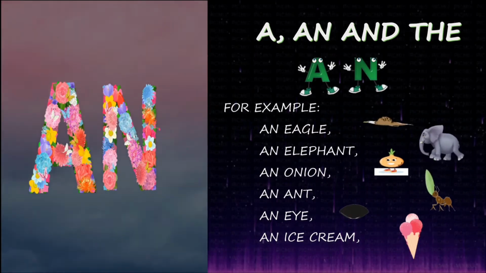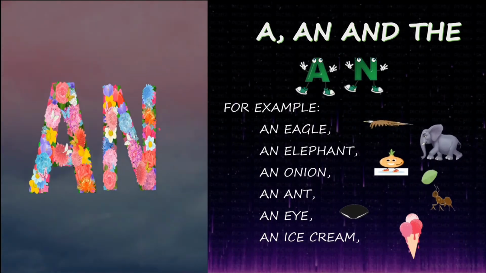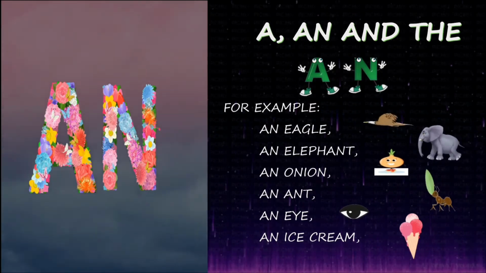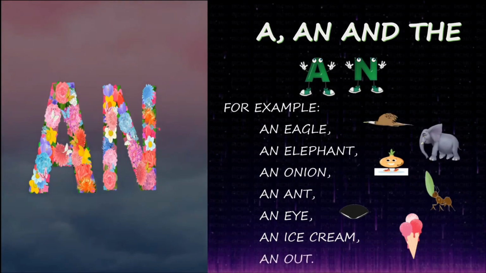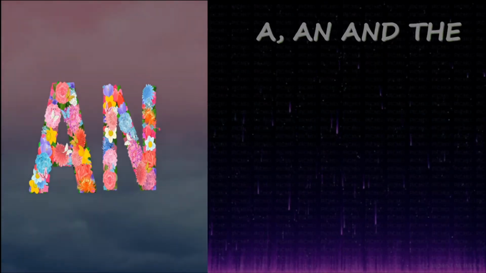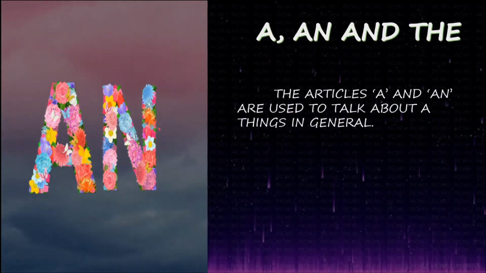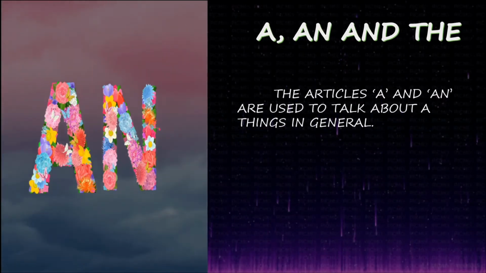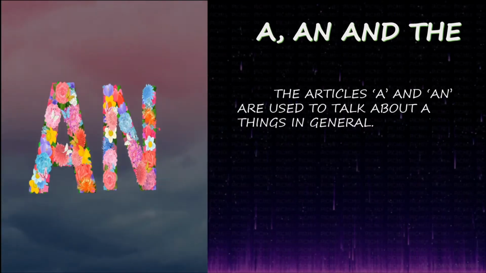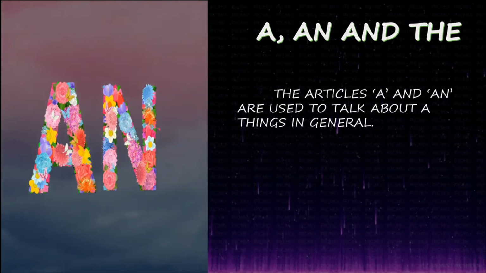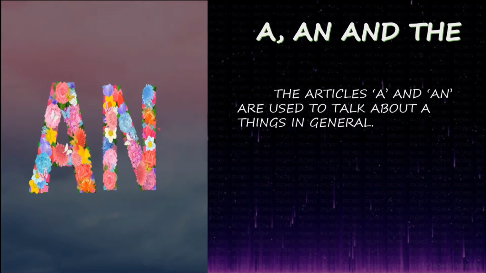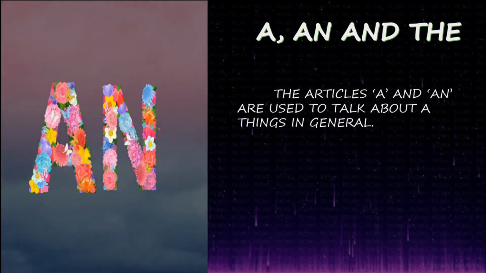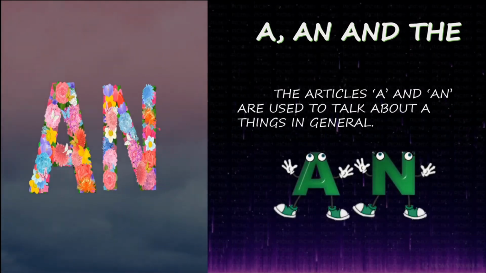Yes, children. Then I hope you understood A and an, how to use and where to use. Yes. Let's go to the next one. The articles a and an are used to talk about things in general. Yes, we have seen a and an we used to talk about some general things. Okay.